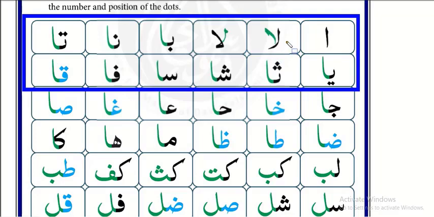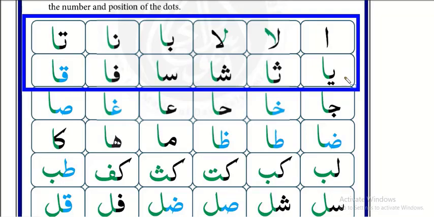Lam alif can be written in the second box way also, and in the third box way also, like both of the ways to write lam alif in the Arabic language. The fourth box is ba alif, and then noon alif, ta alif. The second line starts with ya alif.